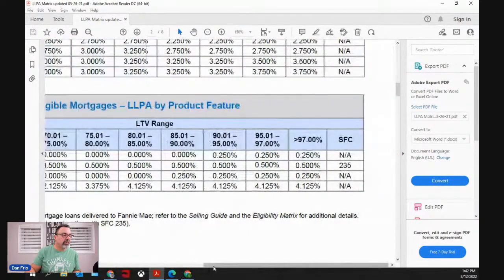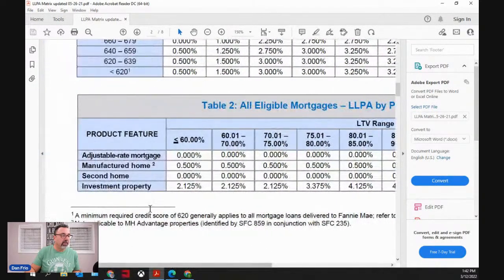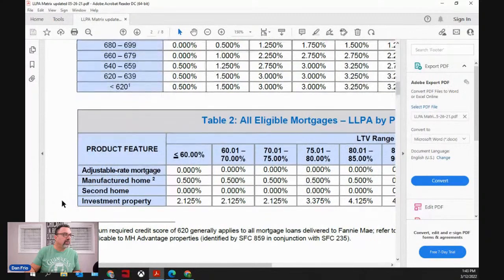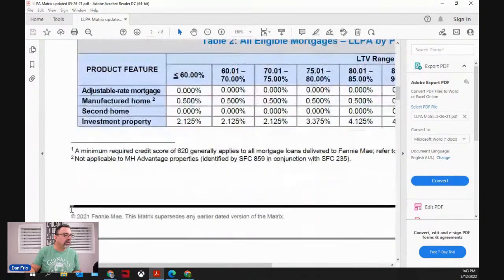So let's say, for example, you're buying an investment property, you're refinancing, and you're at 80%. So you're going to be in this bucket here. You're going to have a 3.37 add-on because that property is an investment property. Okay? The list goes on. Now we go down through here. Let's see where we did that part.